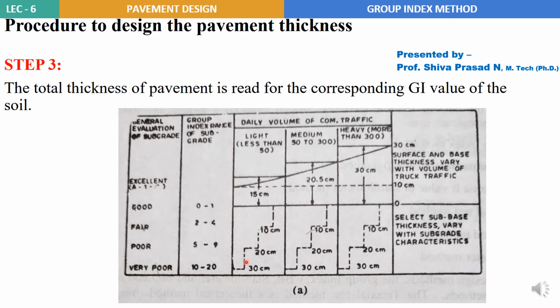Next, beneath this we have to select sub-base thickness based on subgrade characteristics. So they assume that the sub-base thickness is dependent on the subgrade characteristics, and to decide the sub-base thickness we have to consider this block. So this chart gives us the pavement thickness, and that is of course in two different ways. The surface and base thickness is taken from one block, and the sub-base thickness is taken from the below block.